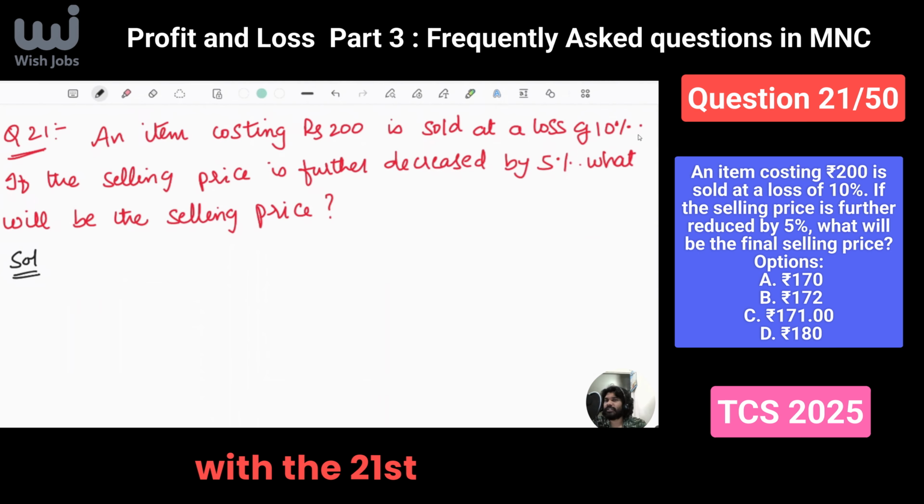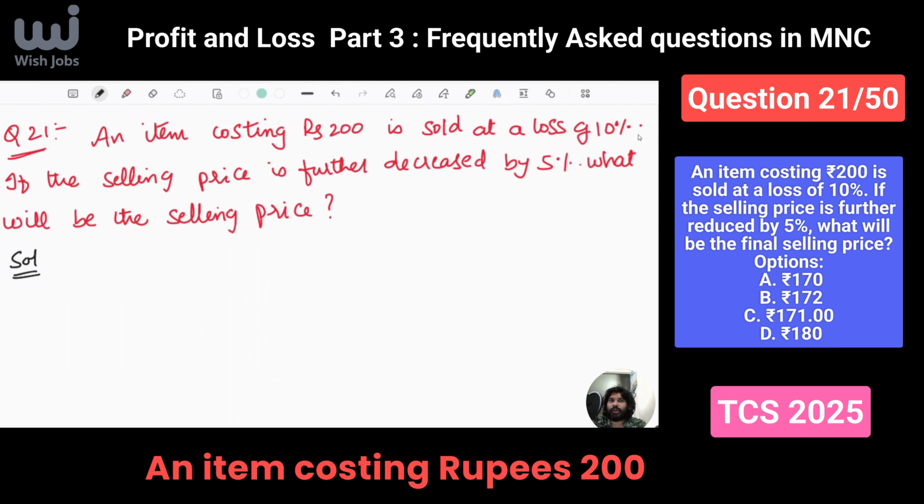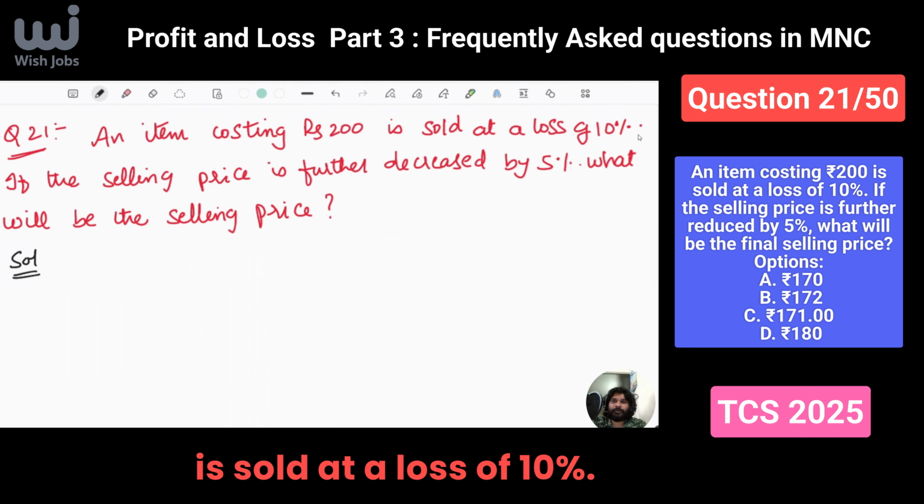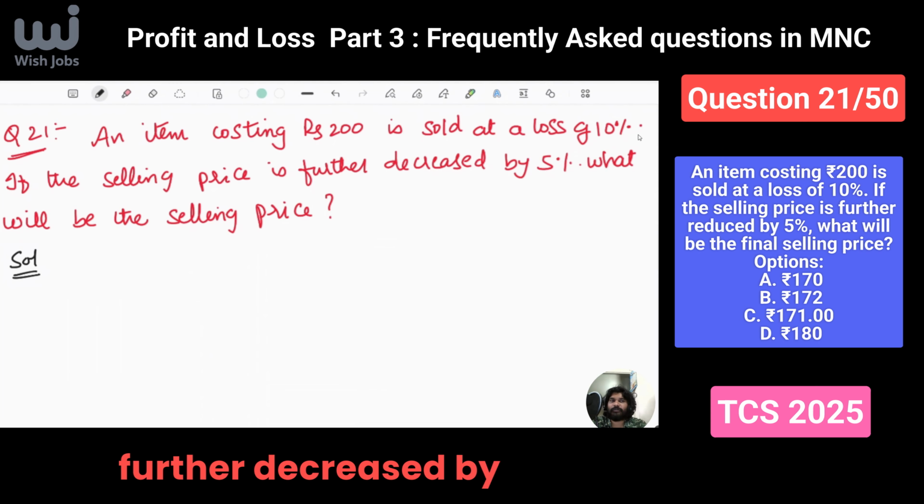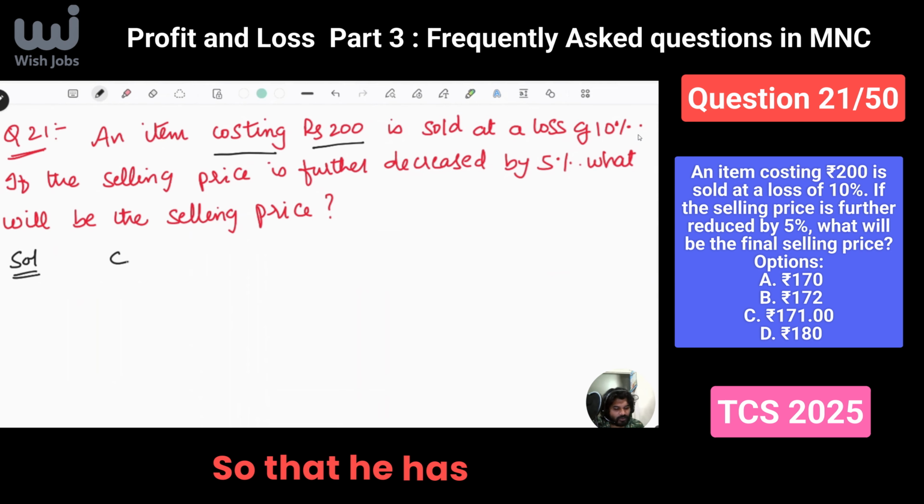We'll start with the 21st question. An item costing rupees 200 is sold at a loss of 10%. If the selling price is further decreased by 5%, what will be the selling price? Okay, so in the first statement he said item costing rupees 200, so he has given the cost price as 200, and he said it was sold at a loss of 10%.